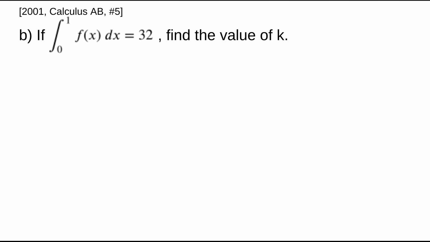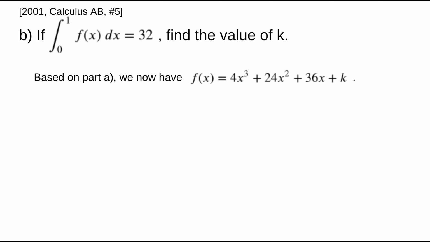In part B of this question, we are given that the definite integral from 0 to 1 of f of x dx is equal to 32 and asked to use that to find the value of k. Based on part A of this question, we've determined that a and b are 24 and 36 respectively. So now we have this function 4x cubed plus 24x squared plus 36x plus k.